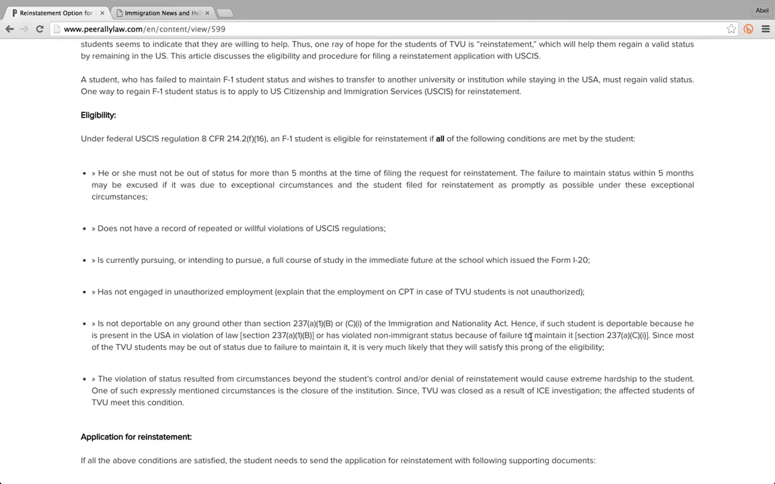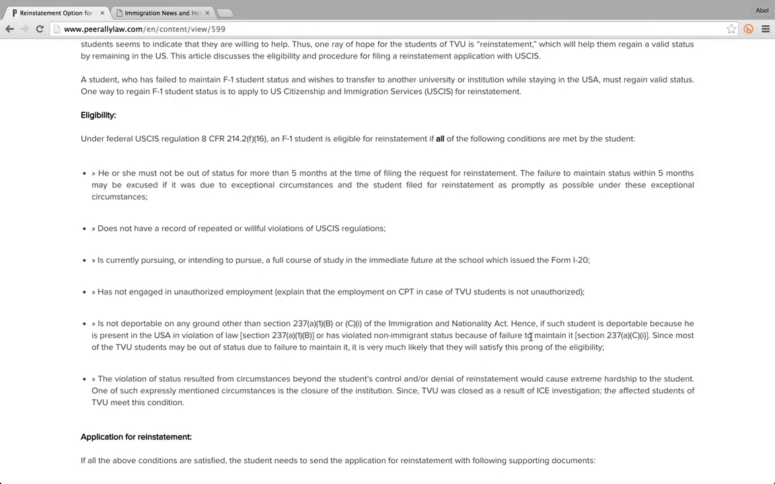Oftentimes you will see the DSO makes a mistake, and the I-20 is issued based on that, so you might be able to get a reinstatement because it was beyond your control. You didn't have control over what the DSO was doing. But most of the time, from my experience, reinstatements are denied. So what is your solution?